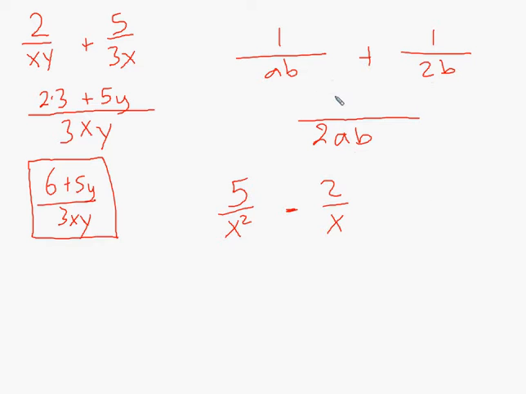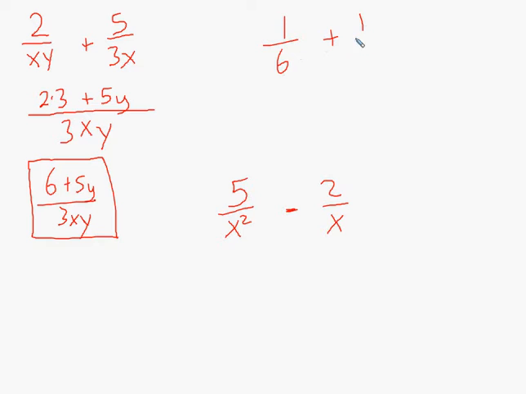So what do I multiply this fraction by? In order to get the 2AB, I multiply top and bottom by 2. And in order to get the 2AB, I need to multiply top and bottom by A. So, done. That's how I would do that. It works exactly the same as a case like this.